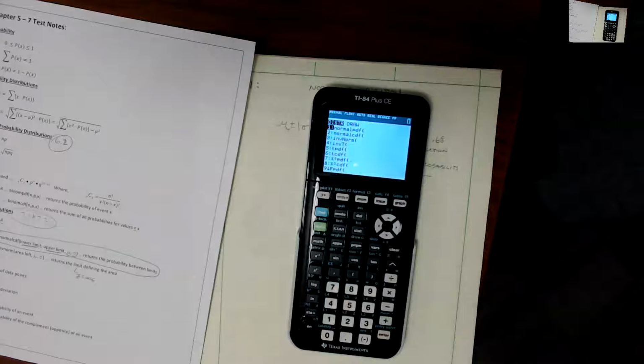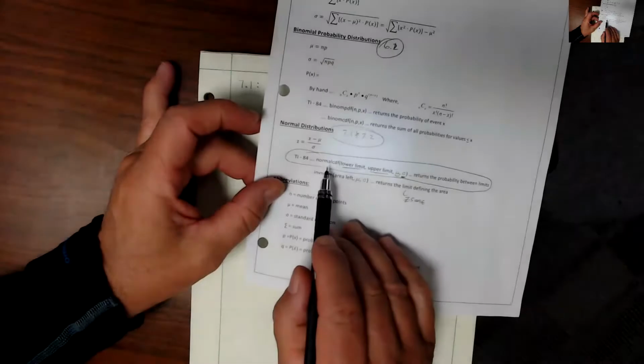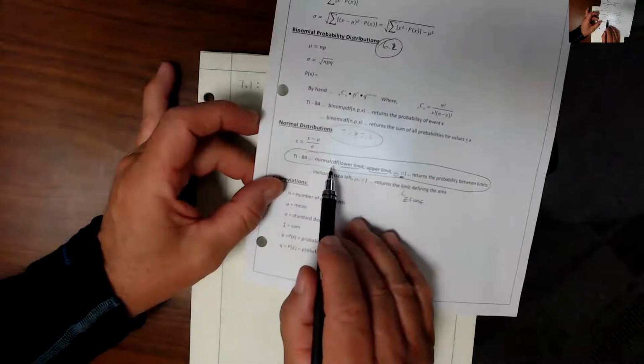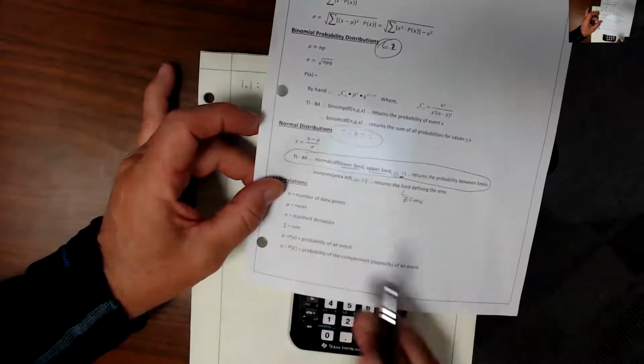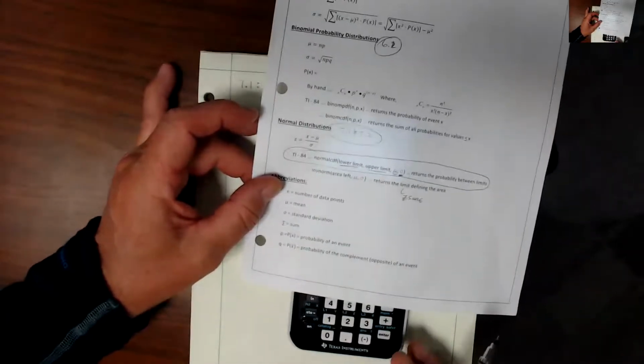Notice that the note sheet says normal CDF, cumulative. In other words, I'm going to add a bunch of them up. I don't want just one probability, I want all of them. So just notice that here, I'm saying normal CDF. Notice there isn't even a normal PDF on here. We don't really have a reason to do that.